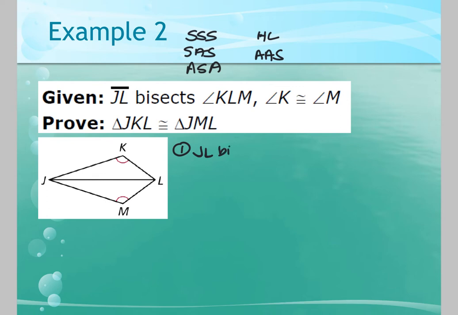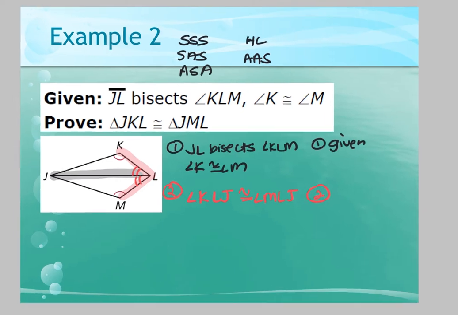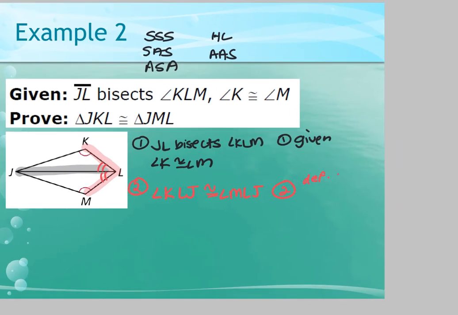So all that's marked so far is the second part of the given. So I've got JL bisects angle KLM, and angle K is congruent to angle M. That's my given. So the K and the M are marked, right? But what does it mean to be bisected? What does that tell you? Cuts it in half. So this segment cuts angle KLM in half, which means it cuts it into 2 congruent angles, which means angle KLJ is congruent to angle MLJ. And that would be the definition of an angle bisector.